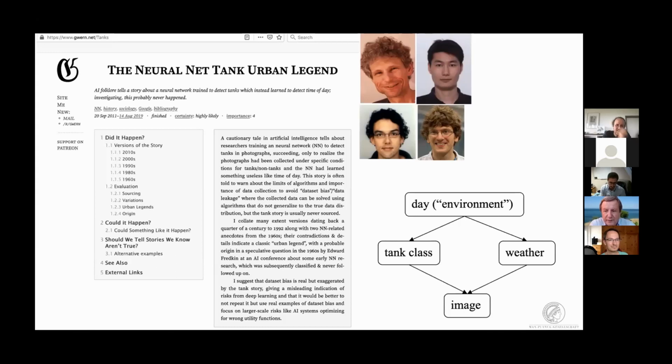And one crystallization point was this neural network tank urban legend. So this is a story where a neural network is trained to classify tanks, let's say Russian against American tanks, and then they find that it works extremely well. So they want to deploy the system and then test it on another data set, and they notice it works at chance level. And the reason, there are different versions of the story, but let's say the reason is that the neural network has simply focused on a pixel in the background, and all the pictures of the Russian tanks were taken, let's say, on a sunny day, and the American tanks on a cloudy day.